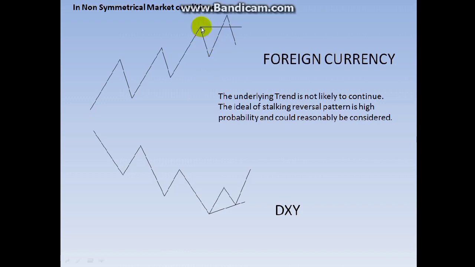Okay, so this is SMT divergence. This is smart money moving money from foreign assets into the dollar. So this is foreign assets being sold on weakness and the dollar index being bought on strength. Now this is one way of confirming a reversal pattern for the pairs against the dollar, against the DXY.